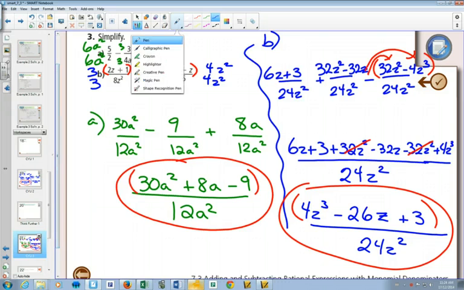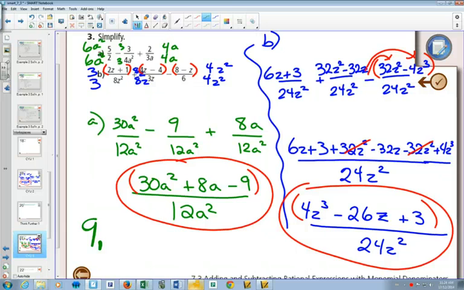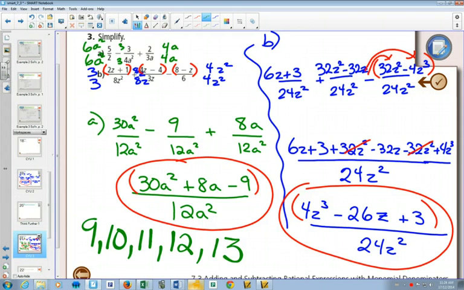And pick a pen that doesn't cancel. Oh, good. It works. 9, 10, 11, 12, and 13. No, I'm just doing that right now for you to see that those things are connected. You will lose major points if you cancel when you're not allowed to. So don't, okay?